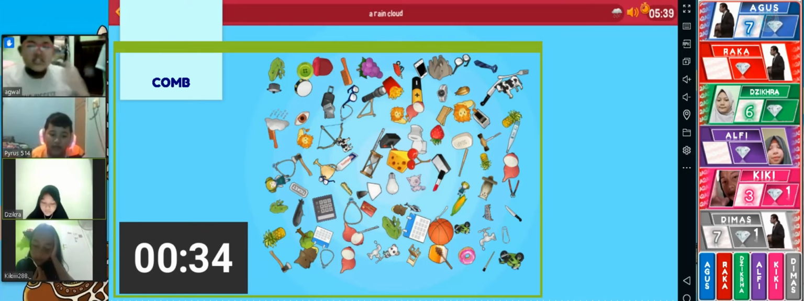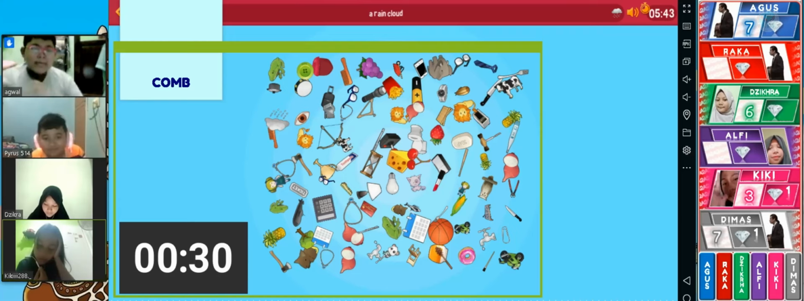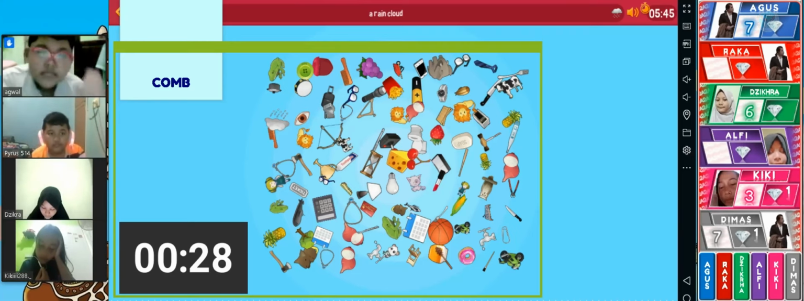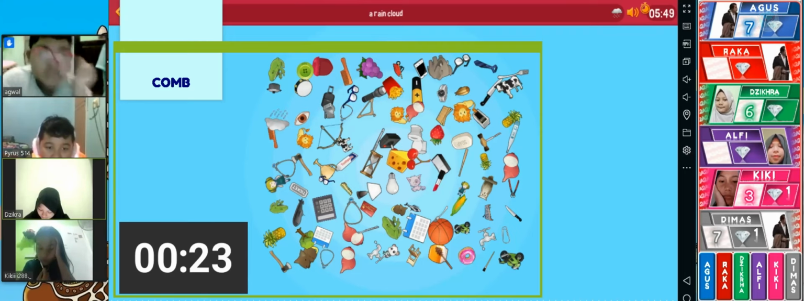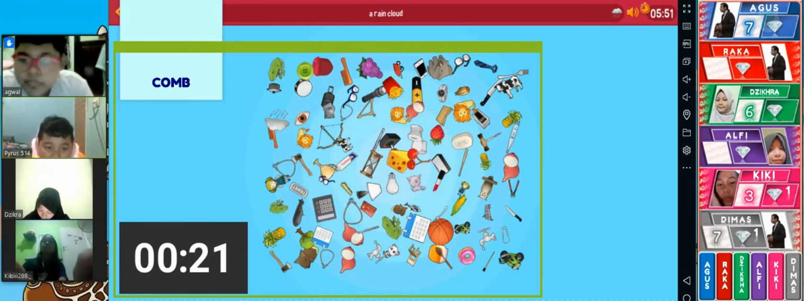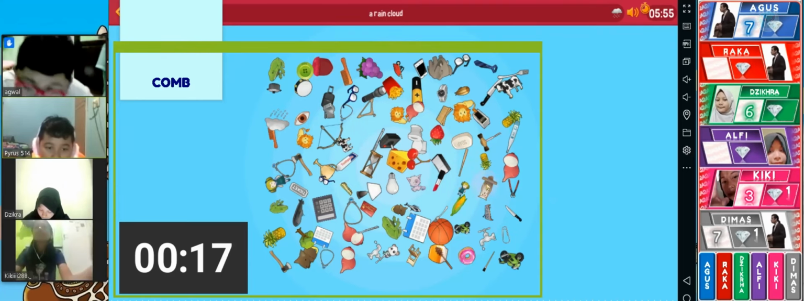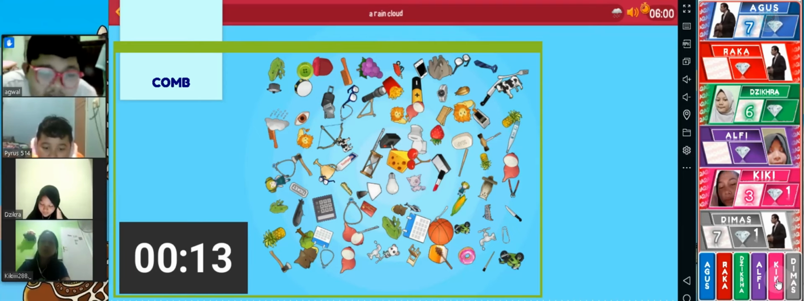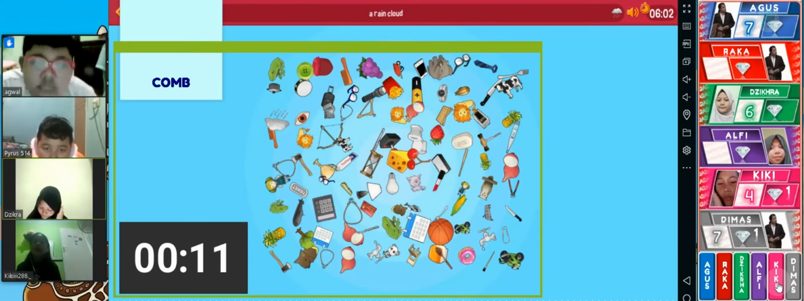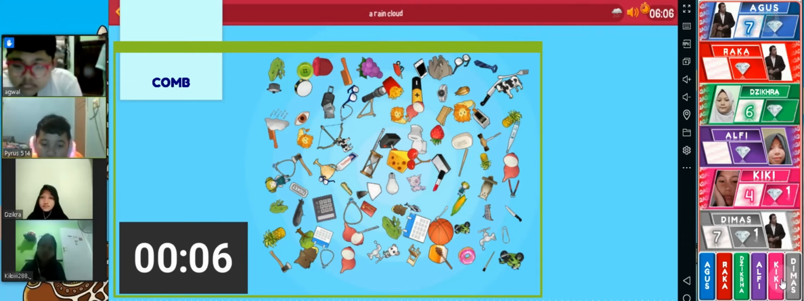A comb is a flat piece of plastic or metal with narrow pointed teeth along one side, which you use to make your hair neat. A flat piece of plastic or metal with a row of teeth on one side, used for making your hair tidy. I use a comb to fix my hair because my hair is so annoying.